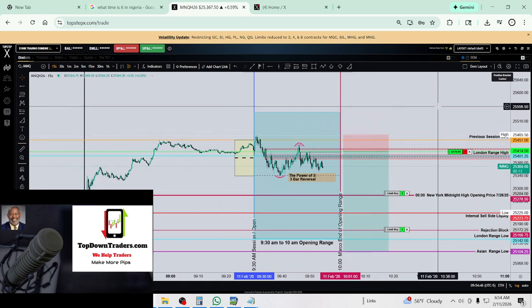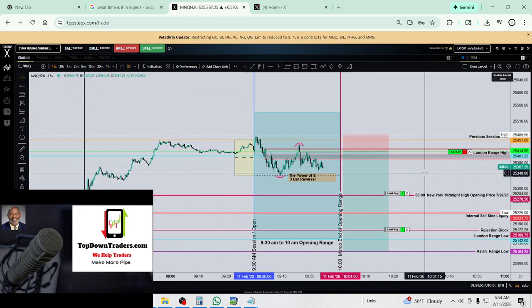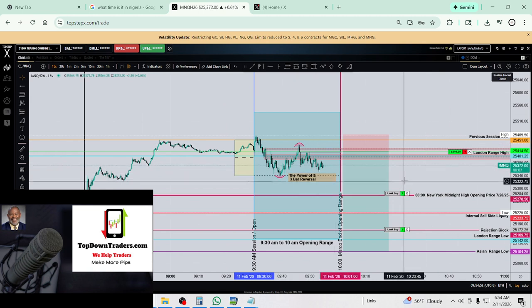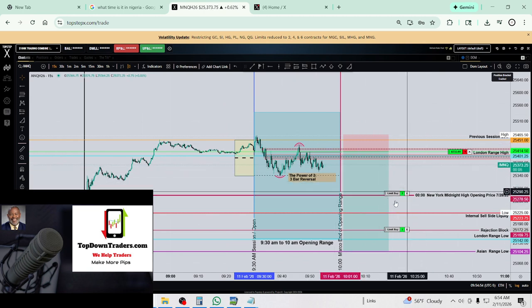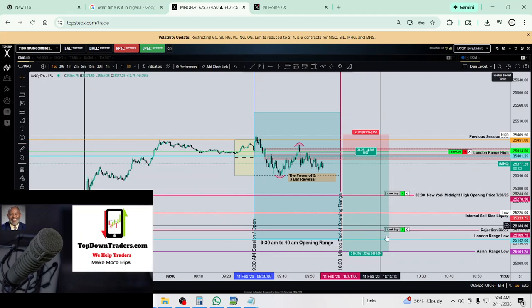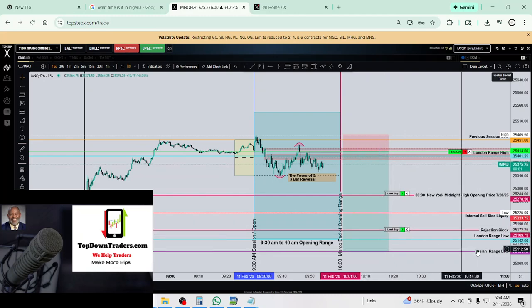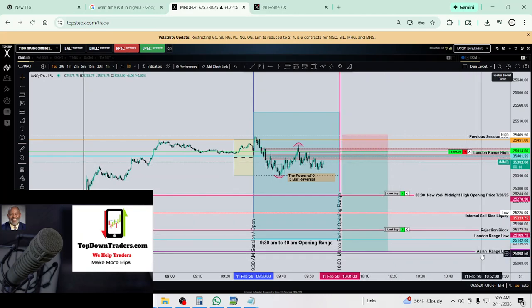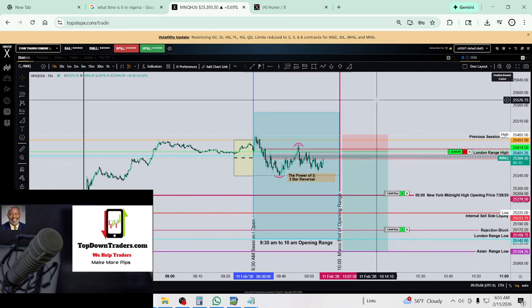What I have planned out may or may not work today, but I believe it will. I'm planning on getting out of 2 micro contracts here, one other here, and let the other run, targeting the Asian low and see if we can capture that. Or if price wants to deliver at that location, is what I'll be doing and taking a look at.